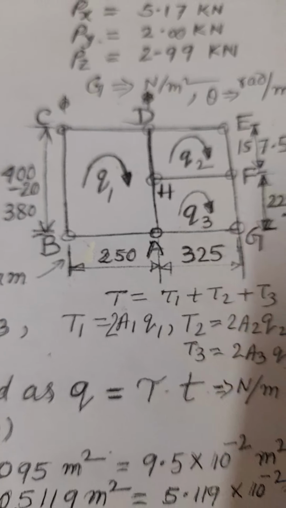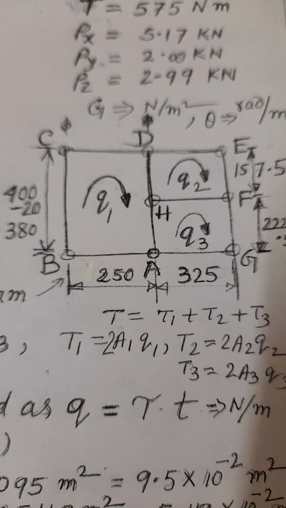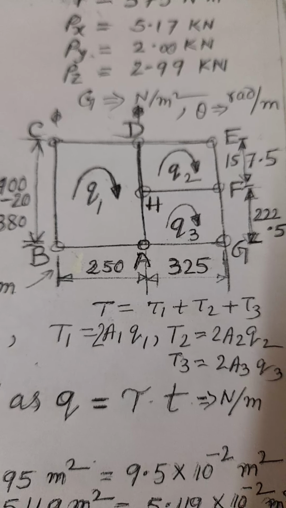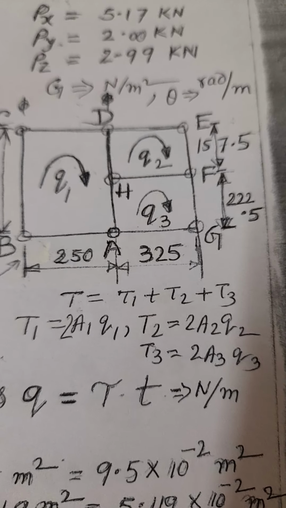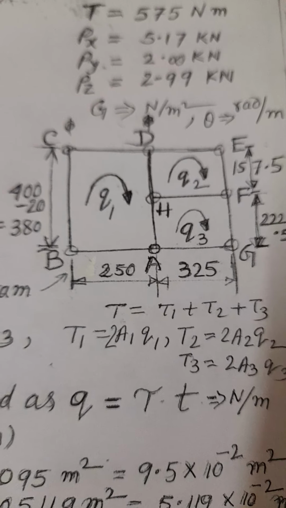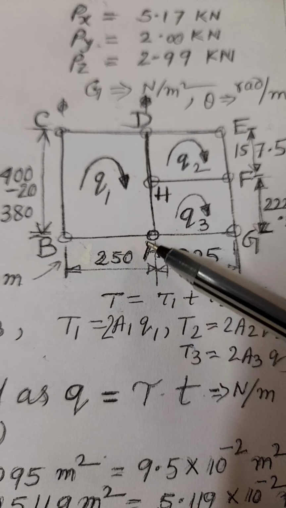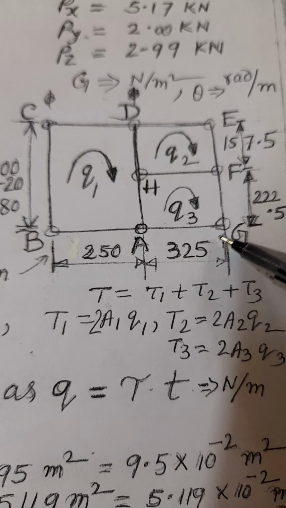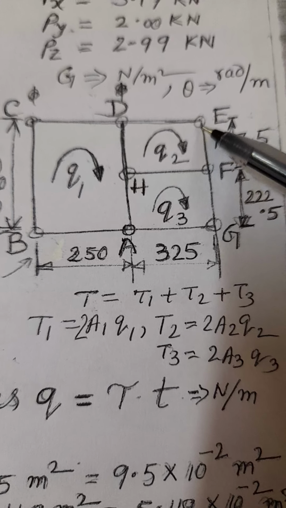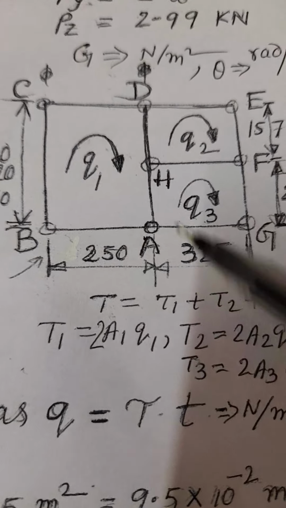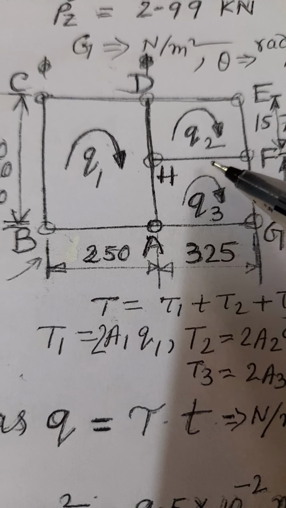Now this is the diagram drawn from the three-dimensional figure. This is the mean area we have just plotted. Please note down these figures. This is 380, this length BC is 380, BA length 250, this is 350, 325, and this is 225, 22.5, this is 157.5. These are the shear flow directions from here to here, this loop Q2, this is the Q3.